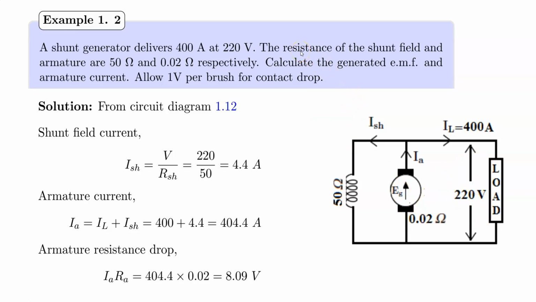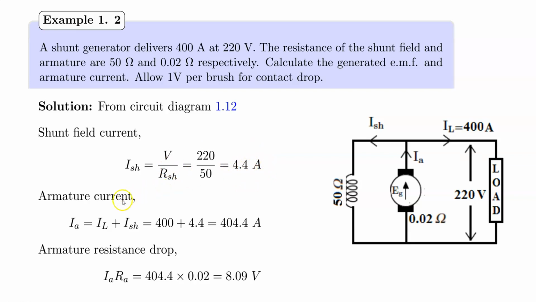Now it is given that the resistance of the armature winding is 0.02 ohm and the resistance of the shunt field winding is 50 ohm. Now we have to find the value of generated EMF. First of all, we know that for a shunt generator, the shunt field current ISH is equal to V by RSH. So put the value of V equal to 220, RSH equal to 50. You will get 4.4 as the shunt field current.